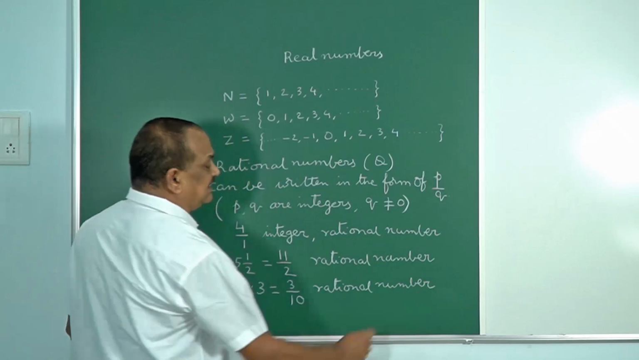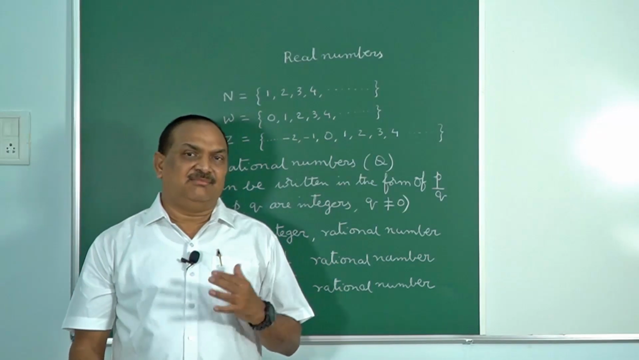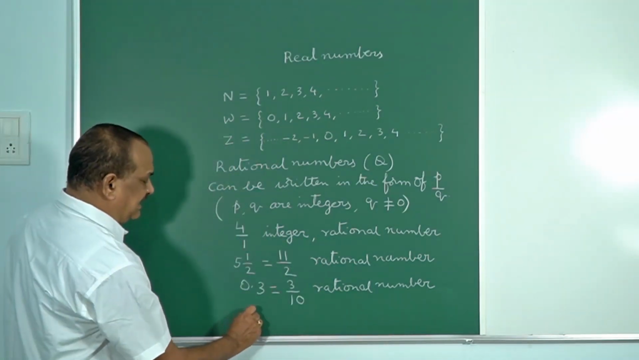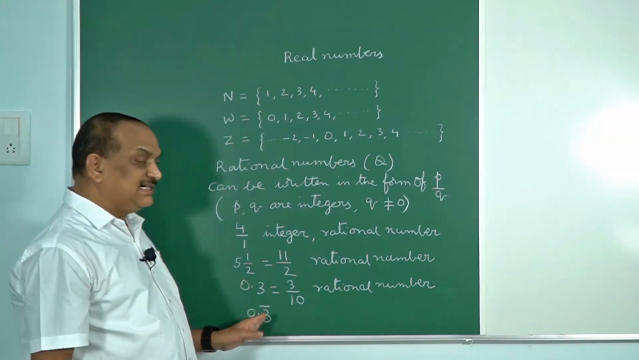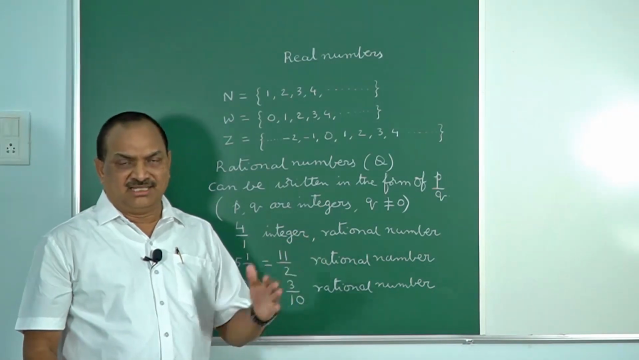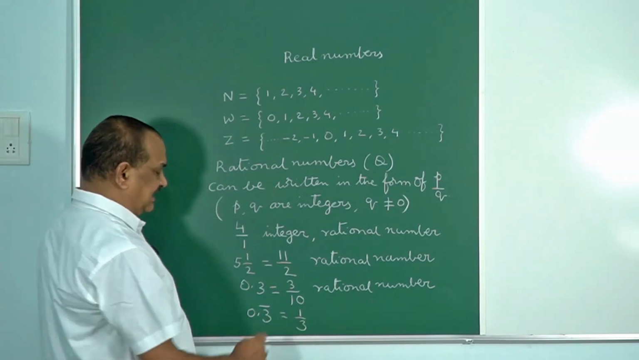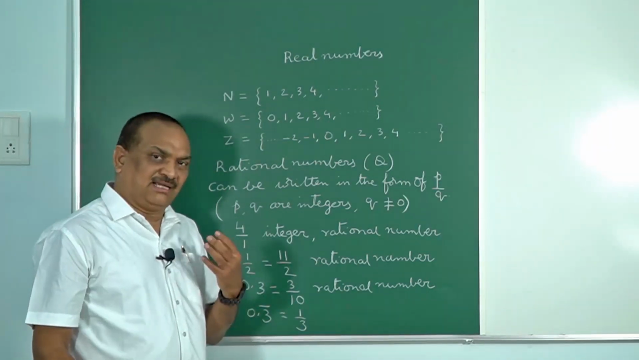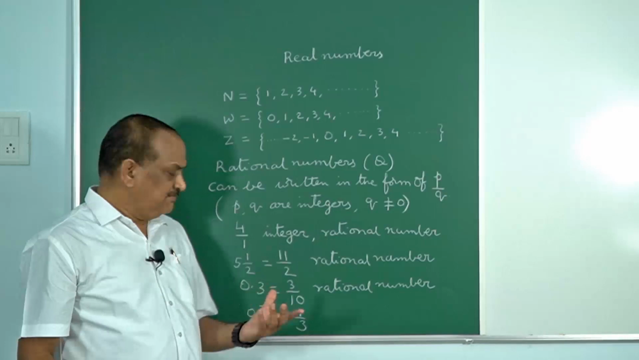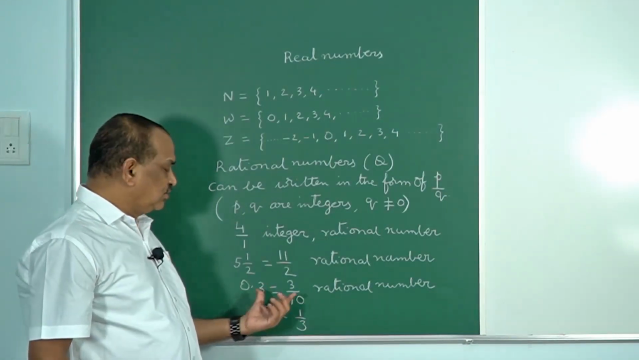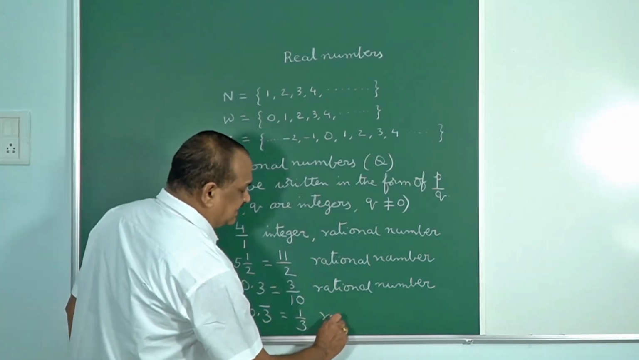Sometimes it so happens there is a non-terminating decimal, but it's repeating. Non-terminating but repeating. Let me say I write 0.3 with a bar over the 3. So this is continuing actually, 3, 3, 3, 3, and so on. It's non-terminating. So this is 1 on 3, if you can understand. So non-terminating but recurring, or non-terminating and repeating or recurring, both are the same. Such decimal numbers can also be written in the form of p on q, integer on integer, and these are also rational numbers.